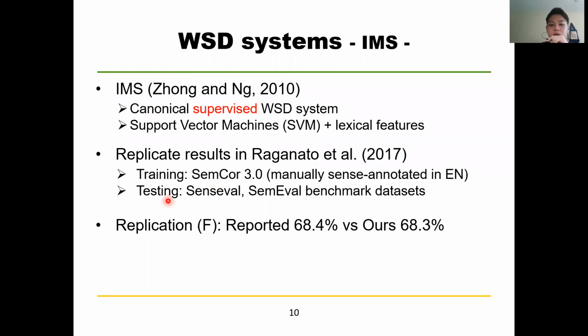And we train IMS using SemCor, which is the most popular manually created sense-annotated corpus in English. And also we test on the standard benchmark datasets, which are originally from SensEval and SemEval shared tasks. And as a result, we could almost perfectly replicate the reported results in R17.